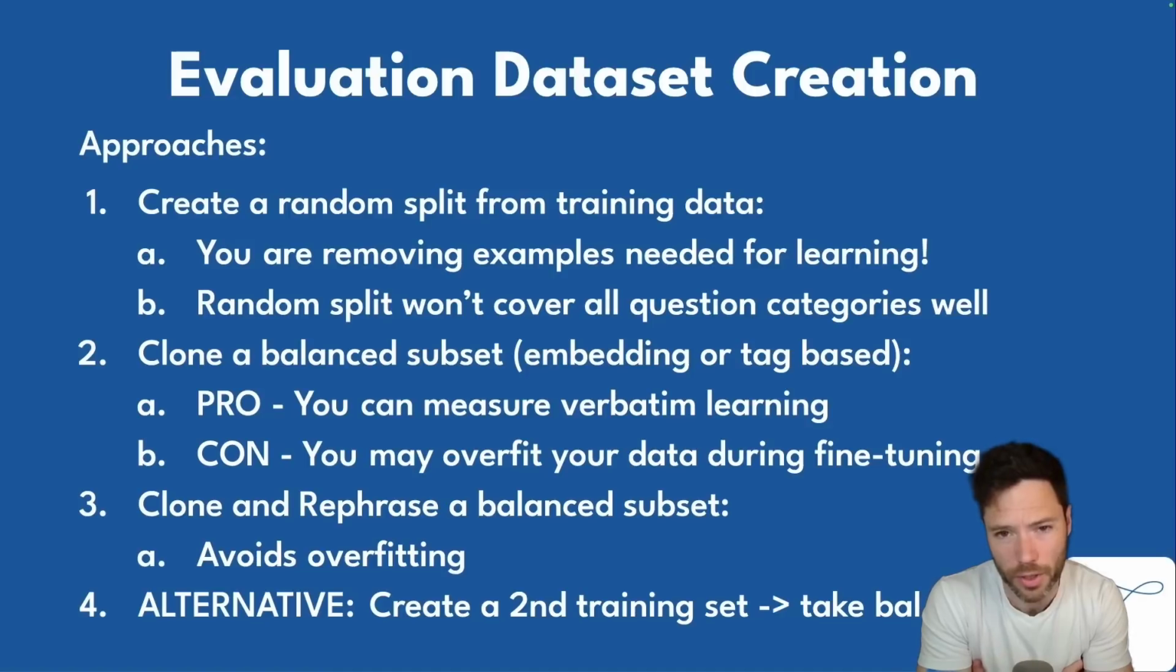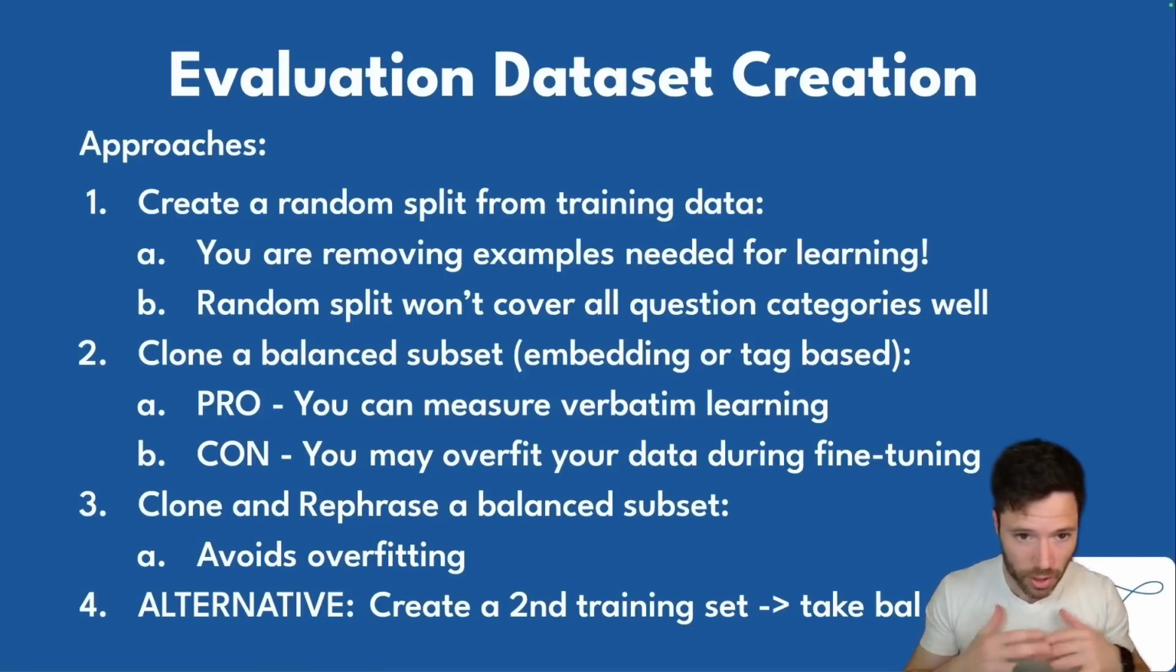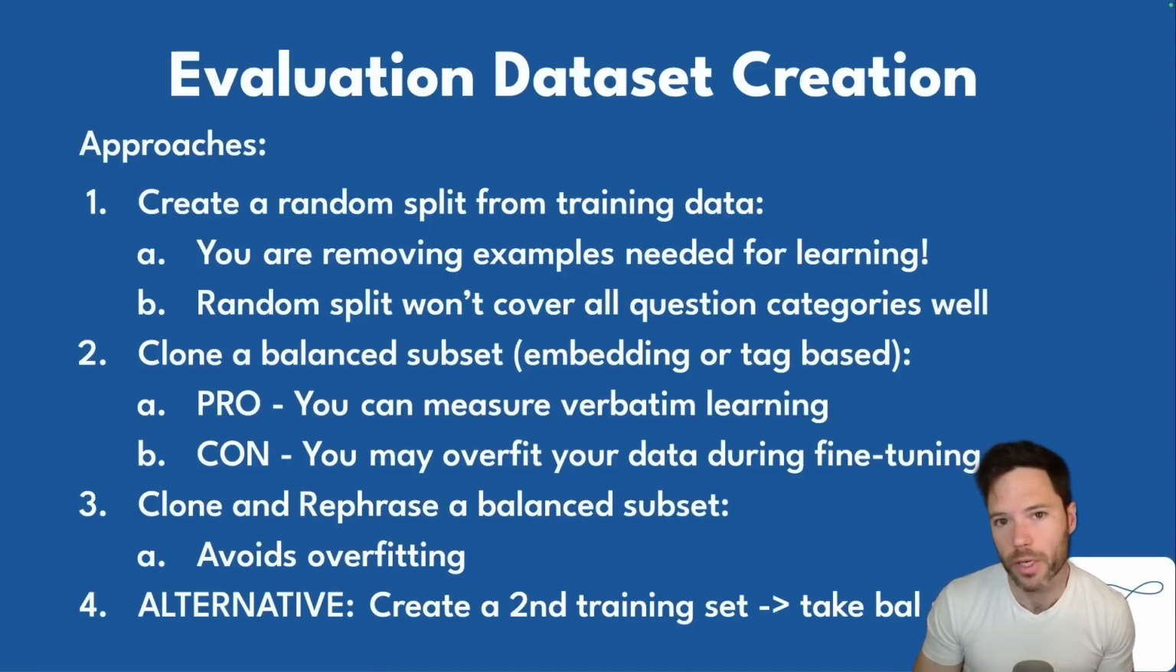Now, there's one more alternative, which is that instead of cloning and rephrasing a subset, you could just generate an entirely new data set. You could even generate it maybe with another language model, although a problem there is that you probably won't have the same category balances. So using a different model for the eval split maybe isn't the best way to do it. But you could just create a second data set with the same main model, which is a model that does well on covering comprehensive questions, and then take a balanced subsplit of that.